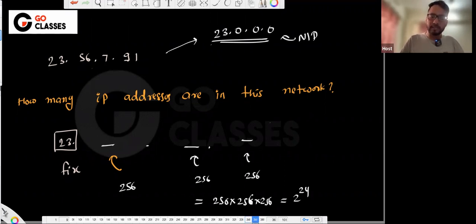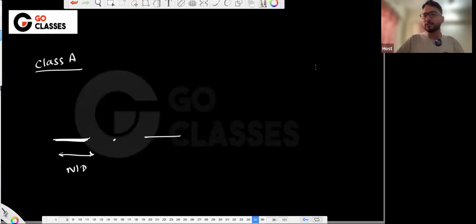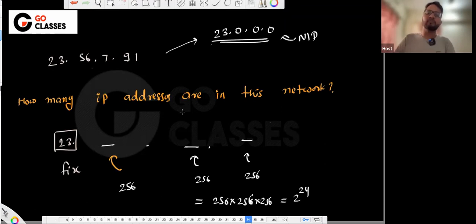So if it is from class A, then the first byte is fixed for the network ID. How many bits can you change? You can change 24 bits, because 8 bits are fixed. Fixed in the sense that if they give you 23, you cannot change anything from 23, right? It is fixed. Okay, so fixed means this. Now, how many bits can you change? You can change 24 bits.